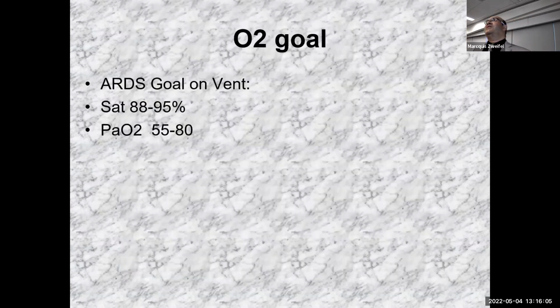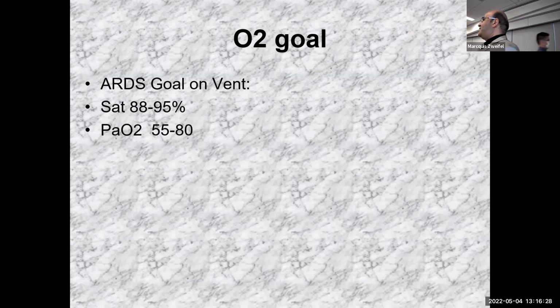Your oxygen goal for ARDS on a ventilator is 88 to 95. So if your patient has an ABG this morning and his oxygen, your goal is 55 to 80 in the ABG, and your ABG shows 58. You are at your goal. You don't have to change anything, okay?